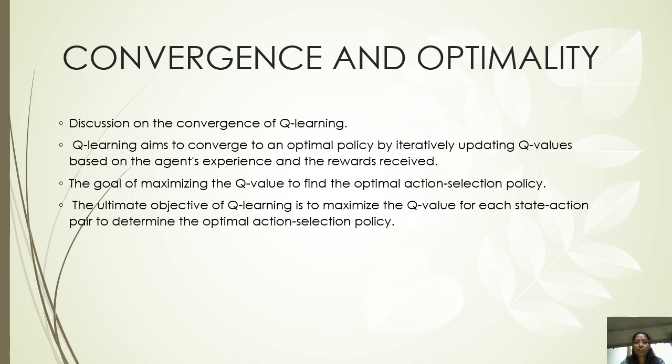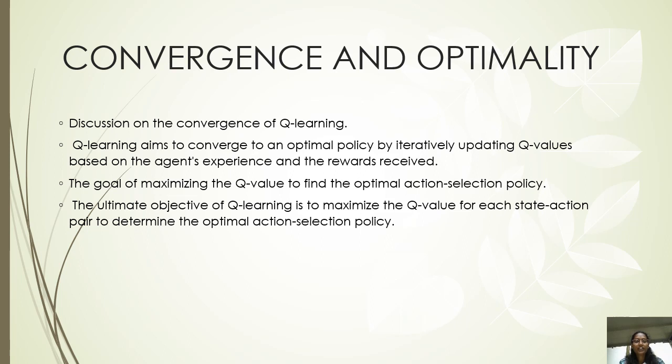Here in this Q-learning algorithm, first we are going to discuss the convergence of Q-learning. Q-learning mainly aims to converge to an optimal policy by iteratively updating the Q values based on the agent's experience and the rewards received by the agent.